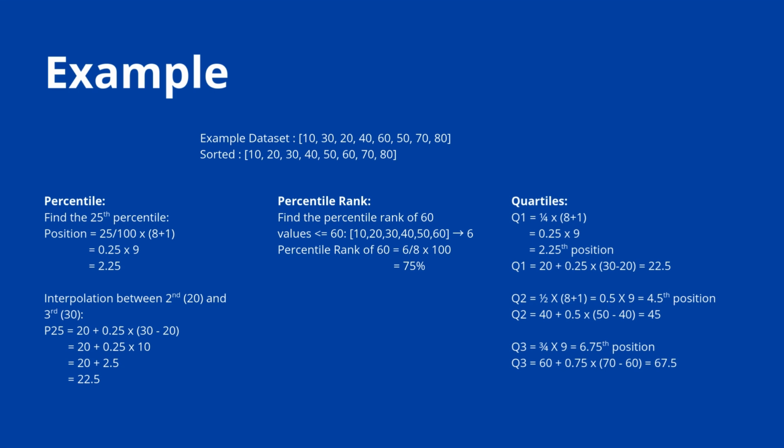Now let's calculate quartiles. Similarly, here we will take, as per the formula, 1 divided by 4 times (n plus 1). n is the number of data points, so the total is 8. So 0.25 times 9 is nothing but 2.25. Again, it's a decimal value, so we'll apply the interpolation. With the same formula, we get Q1 as 22.5. Similarly, we can calculate Q2 and Q3.